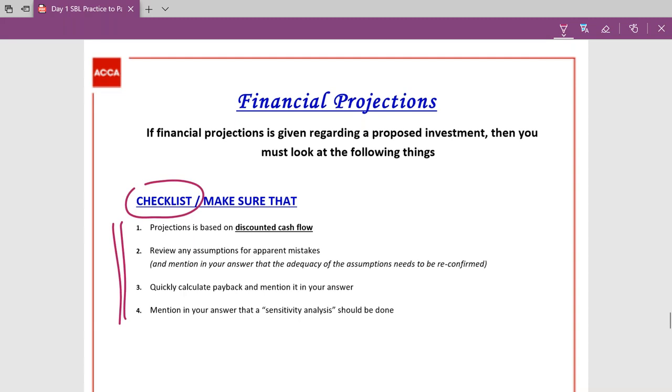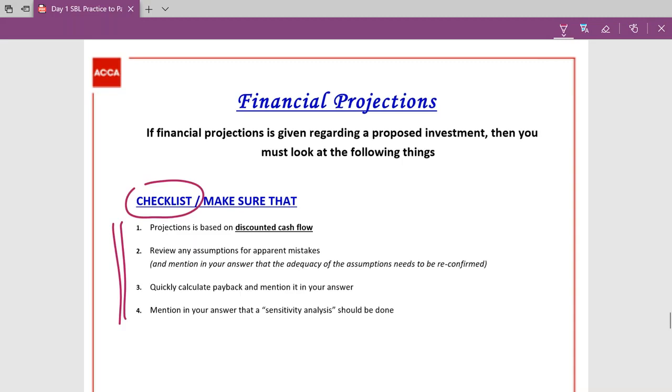So as a CFO or as a board, I would definitely want to see a sensitivity analysis. So you don't have to calculate it yourself. Just write one sentence that sensitivity analysis needs to be done. That's it. An examiner will become your fan.